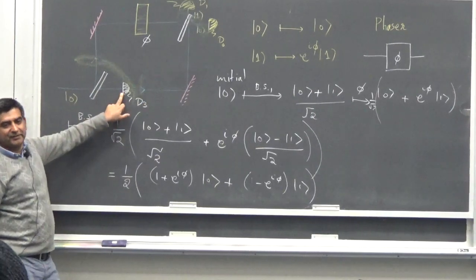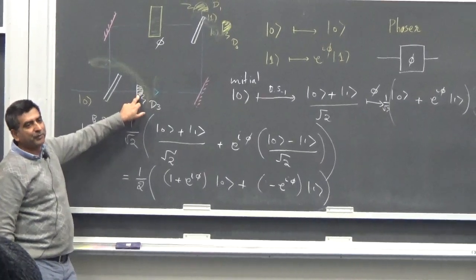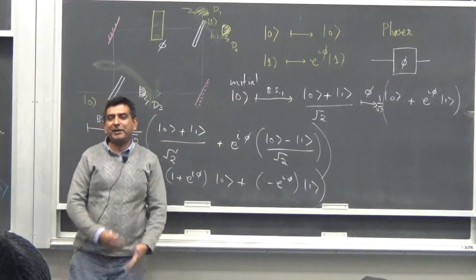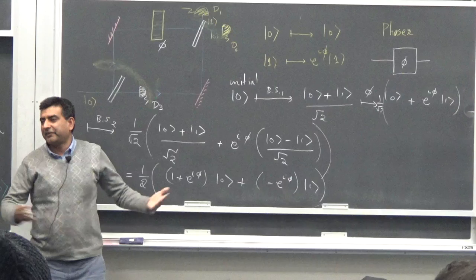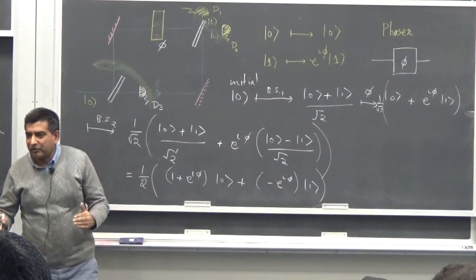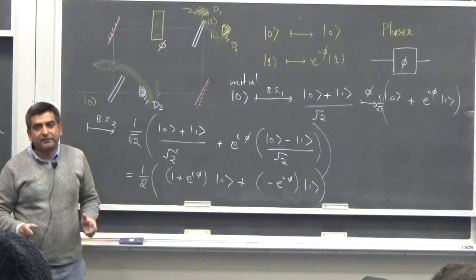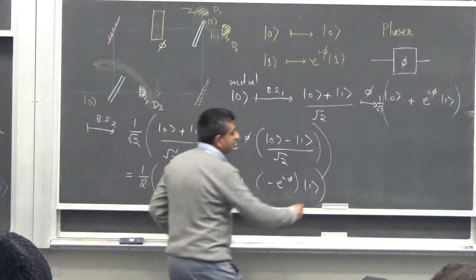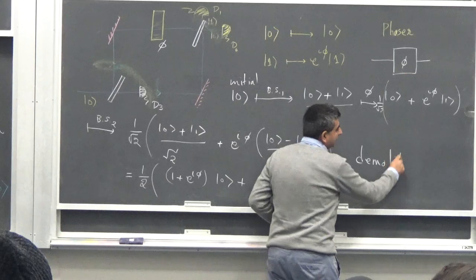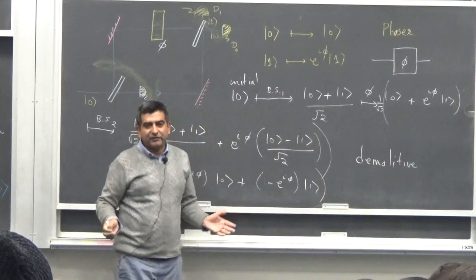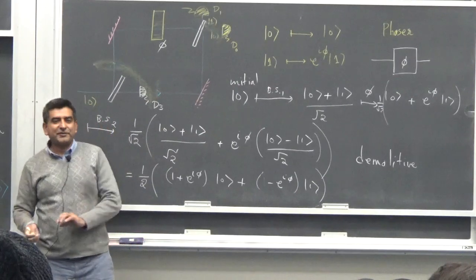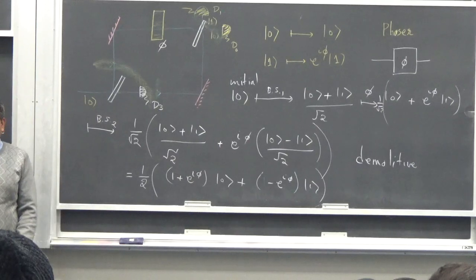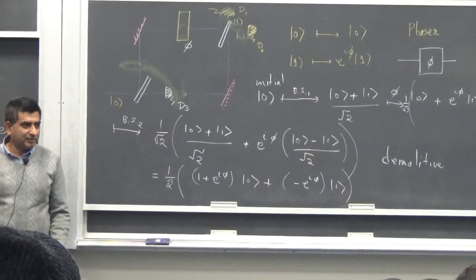If this detector clicks, it means that the photon is found here. And when it's found here, nothing happens here, because the photon has already given up all its energy to the detector and disappeared. So this act of measurement is demolitive. It demolishes the photon. The photon has some energy, hf, and when it falls onto the detector, all of that energy goes into an electrical pulse that this detector produces. And it's gone. You have to get a new photon now. It's lost. So it's a demolitive measurement.